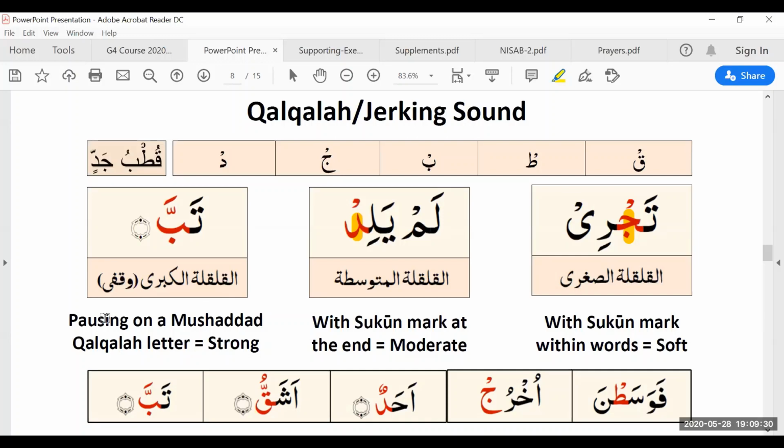So the last one is strong qalqalah, and it is performed if a letter of qalqalah carries a shadda sign, and we have to pause on this letter. So, tab. Okay.